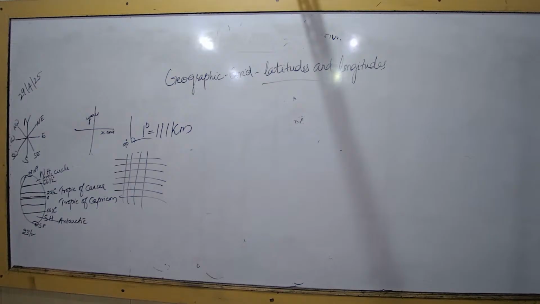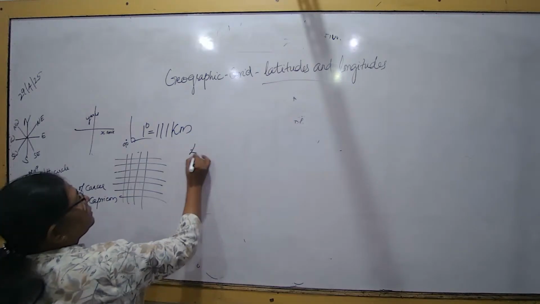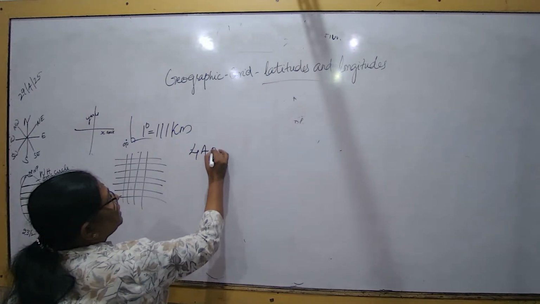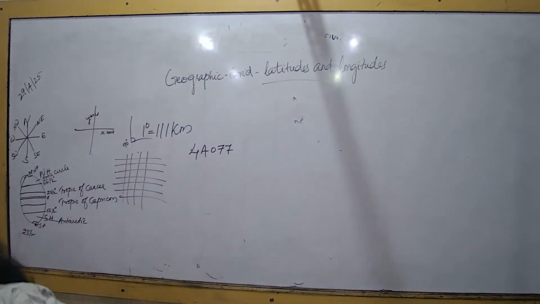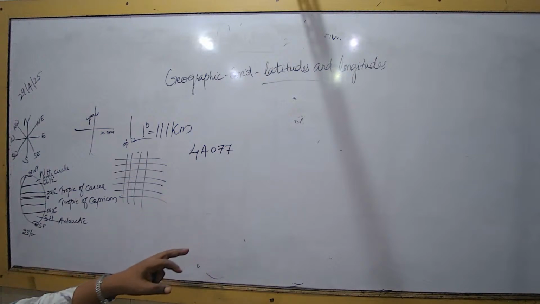Then the length of the equator is equal to the circumference of the earth. So what is the circumference of the earth? 44,077. What is the unit? 44,000. No? 40,000. No? What is given in your textbook? 40,075 kilometers.